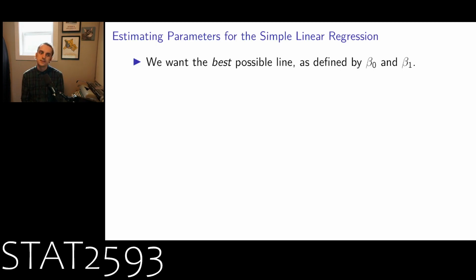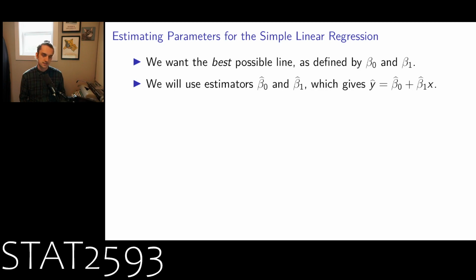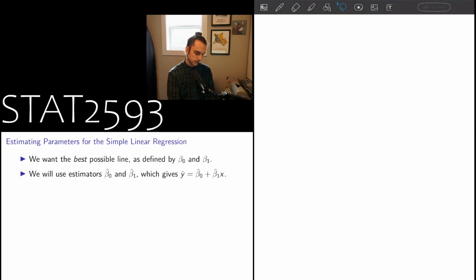Well, we want the best possible line, right? And what we know is that that best line is going to be defined by both the intercept and the slope, right? So if we think about trying to determine some estimators for that line, so we'll say beta 0 hat and beta 1 hat, then what that's going to give us is some estimated point, right? And if you think about it, we're estimating the mean of this point, right? So in the last lecture, we saw that the expected value of y given that x is equal to x is going to be equal to beta 0 plus beta 1 times x, right?